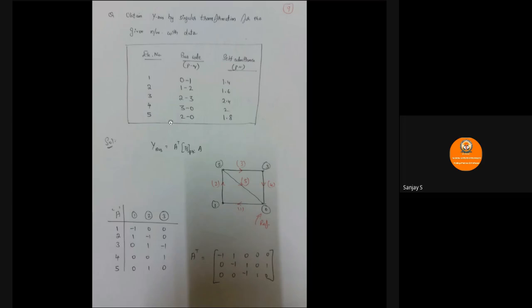Element number 5 between bus 2 and 0. So draw a line between bus 2 and 0, call it 5 and give the corresponding direction. And 0 is to be taken as reference.